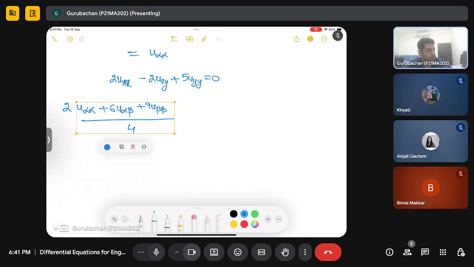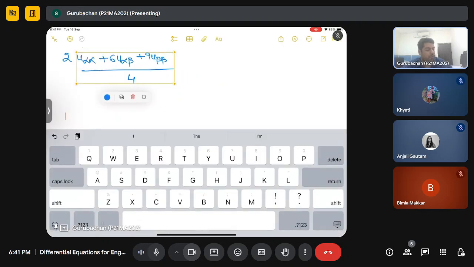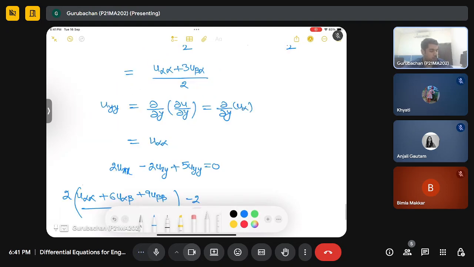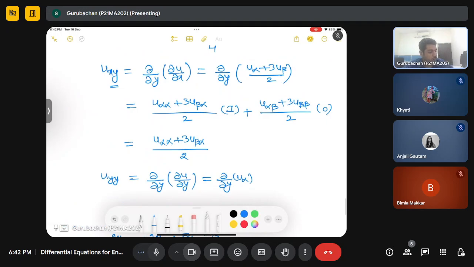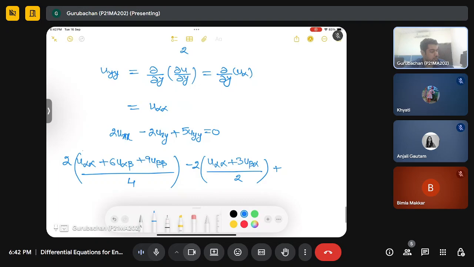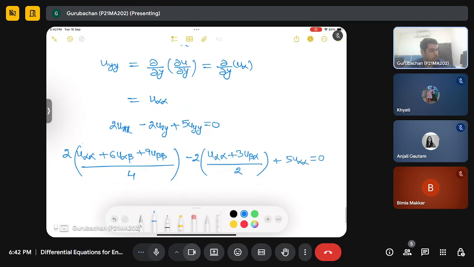Next one is uxy. So for uxy, we will see here, this is the value of uxy. So we will substitute this value here. Next is uyy. This is nothing but simply u alpha alpha, equal to 0.